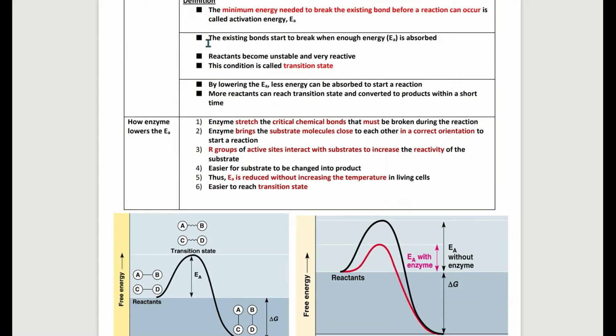So tadi dia kata kat sini, existing bond start to break when enough energy is absorbed. Dia dah absorb energy. So the bond between AB and CD starts to break. So at this, kat sini kita panggil sebagai transition state. Reactant undergo is in transition state.